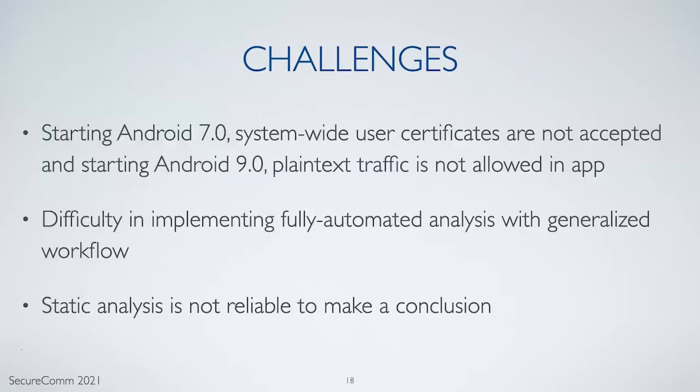Starting Android 7.0, system-wide user certificates are not accepted in Android. As of Android 9, plain text traffic is not allowed and cannot be configured as well. To overcome this, we use a rooted device and place a custom certificate in the system certificate folder to see network traffic in plain text.